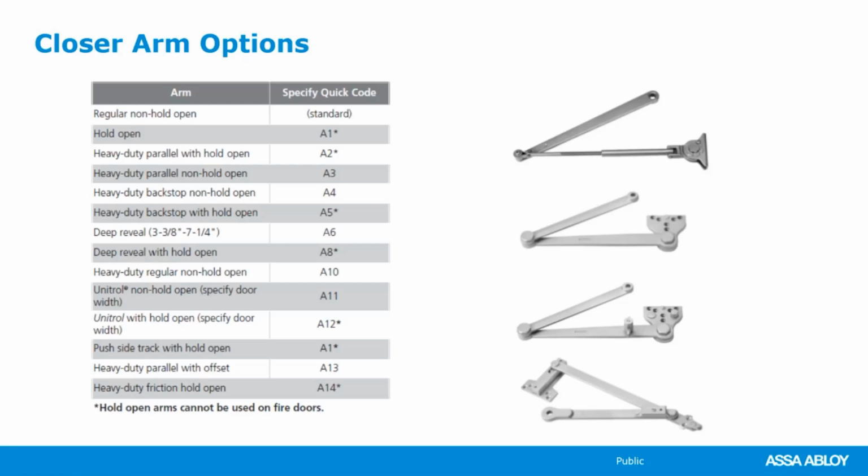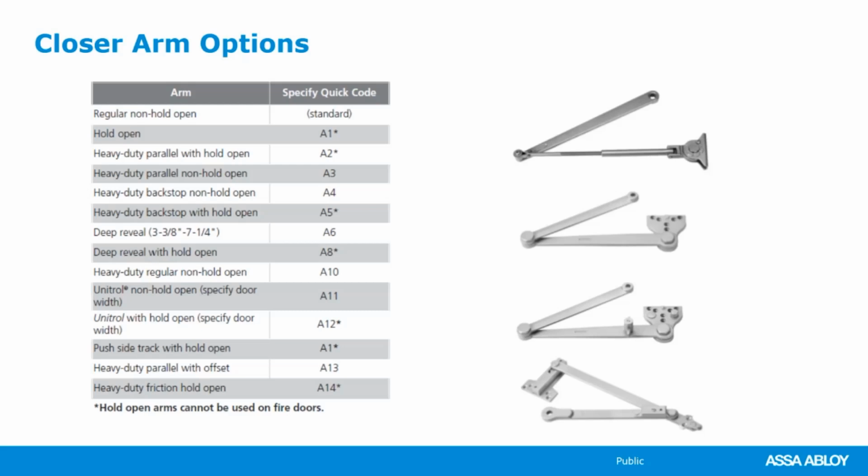Again, remember, if you're going to do hold open, you can't do mechanical hold open on a fire rated opening. So that is the Corbin Russwin DC rack and pinion type door closers. And if you remember a couple minutes ago, I told you that the track mount is the absolute least efficient method for a rack and pinion door closer.